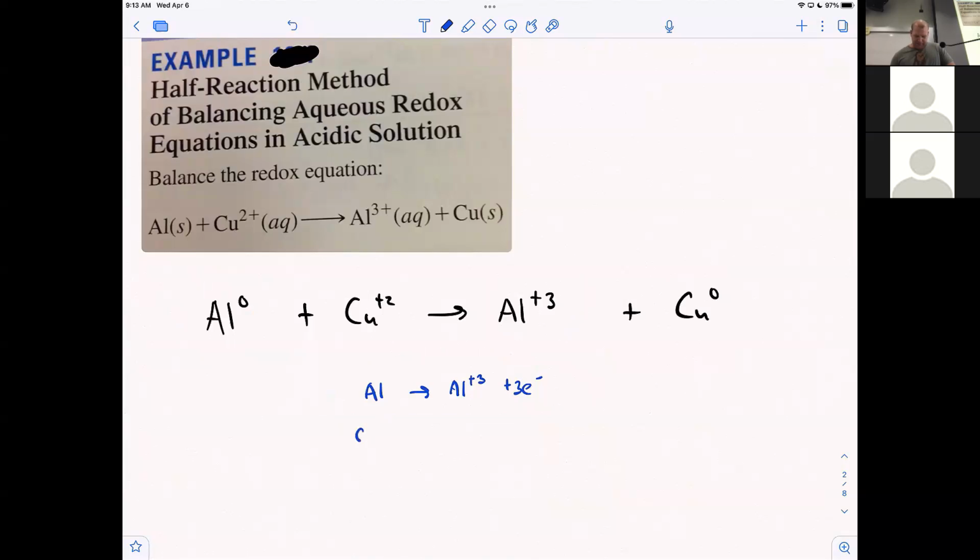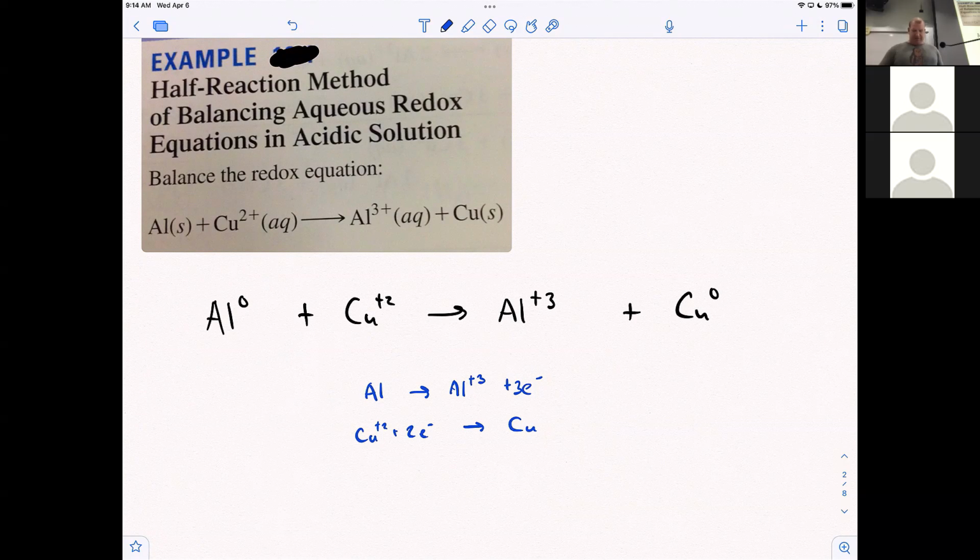Copper plus 2 is absorbing 2 electrons to become copper metal. So you can see there that copper is going from copper plus 2 to copper 0, copper metal. In order to do this, copper needs to absorb 2 electrons. And now because of this, aluminum is generating 3 and copper is consuming 2.